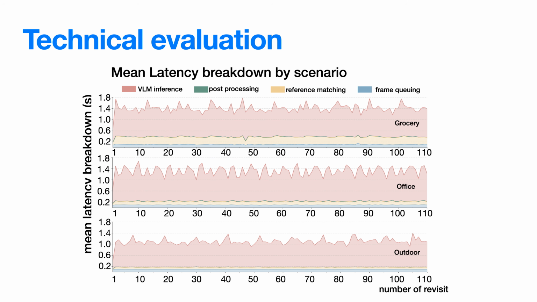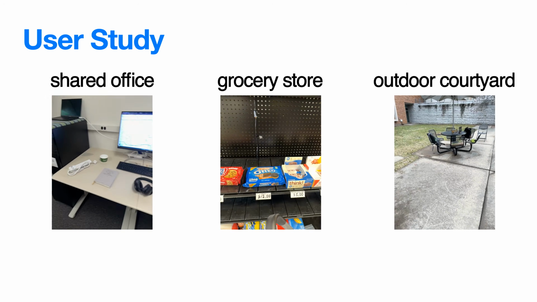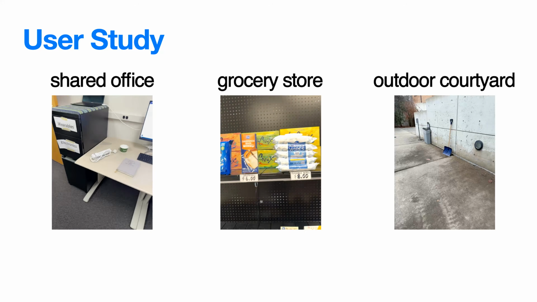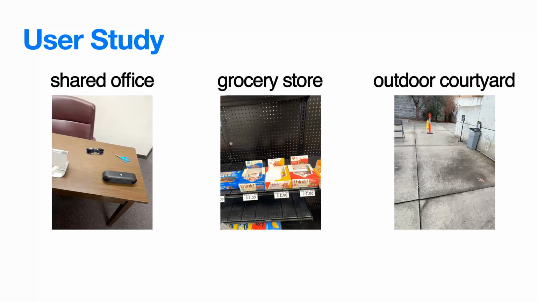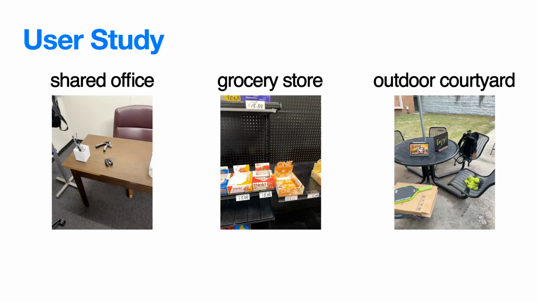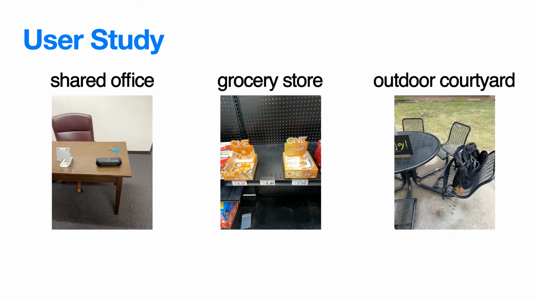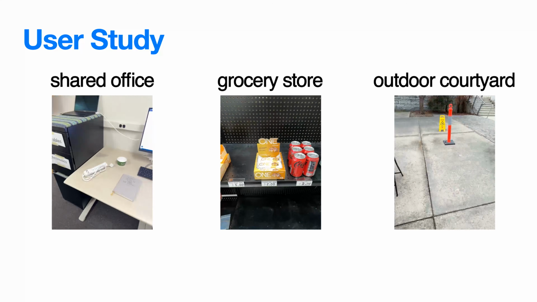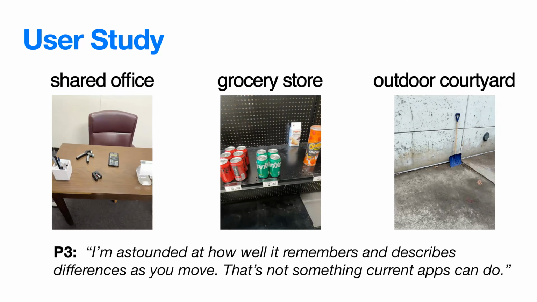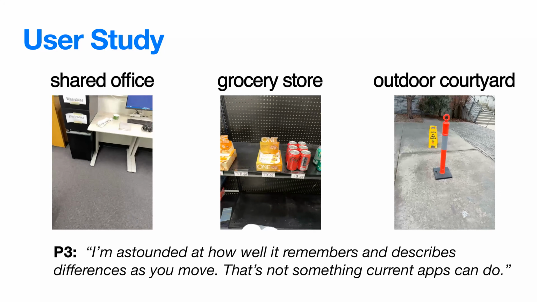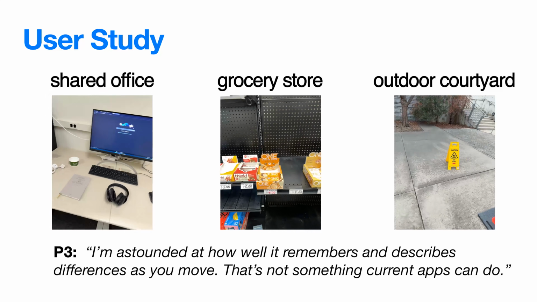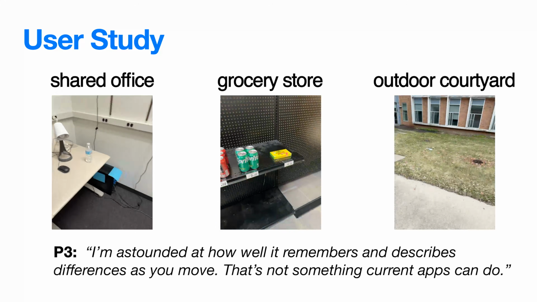object layouts. Through a user study with 9 participants in the same scenarios, StateScribe effectively supported participants to detect changes, and participants were impressed by StateScribe's memory capabilities, which are not supported by current off-the-shelf visual assistive technologies. As one mentioned, "I'm astounded at how well it remembers and describes differences as you move. That's not something current apps can do."